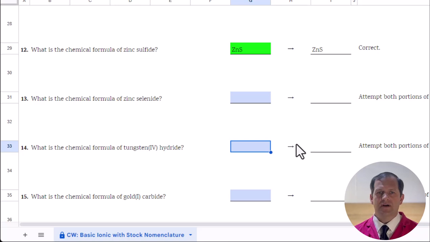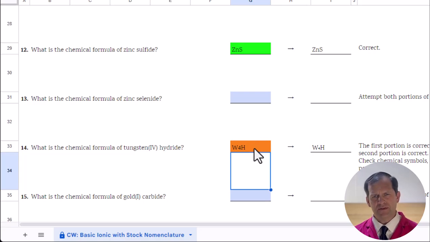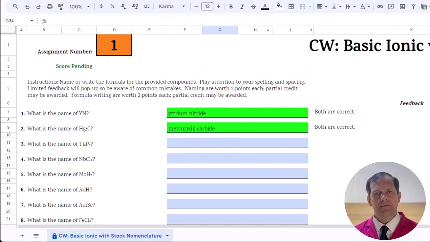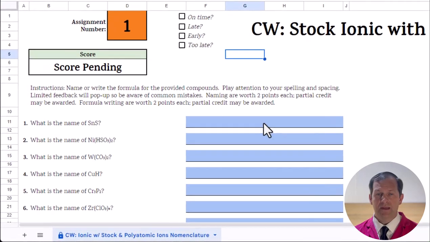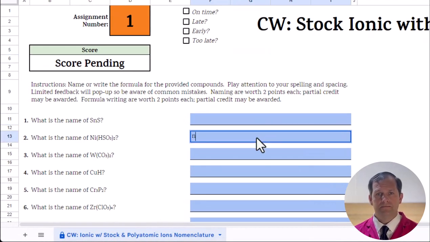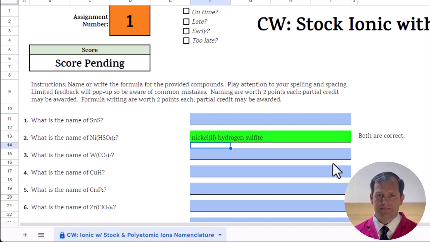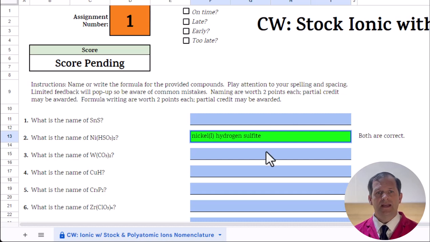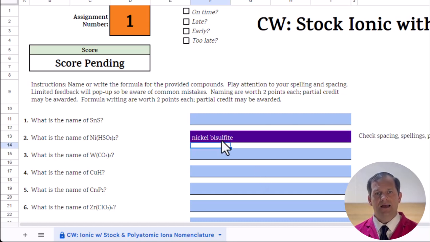With nomenclature, I stress that there are only 3 steps for simple ionic and binary covalent naming. The third step is different for each, but the first 2 are the same. Here they are. 1. Name the first element or ion, followed by the second element or ion. 2. Change the ending of the second element or ion to "ide," I-D-E, unless it's a polyatomic ion.